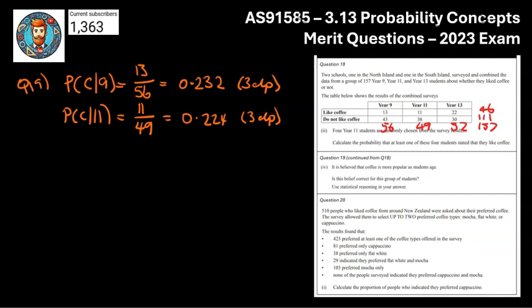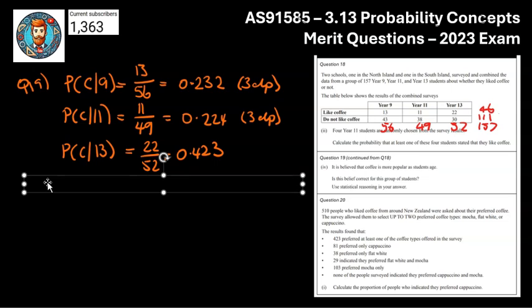And then finally, let's repeat the same for the year 13's probability. They like coffee given they're year 13. Over there, don't forget, that's 22 people like coffee out of the 52. So 22 out of 52, and then that there is 0.423. We've done the math. I'm just going to type up the rest of my response here.